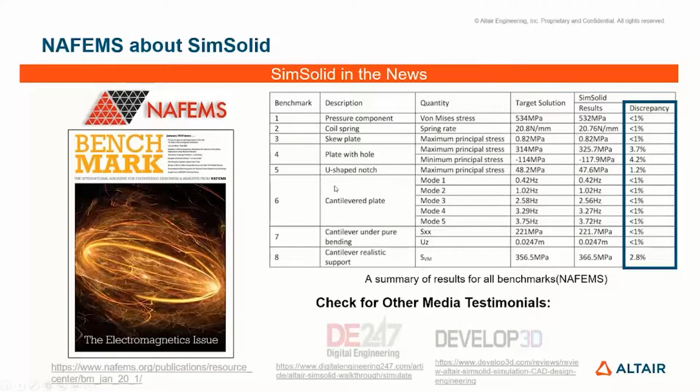And NAFEMS did a benchmark where they looked at comparing SimSolid against their fully advanced CAE solvers as well. And you can see that the discrepancy in the results is less than 1% for most of them. The biggest difference is only 4.2%.